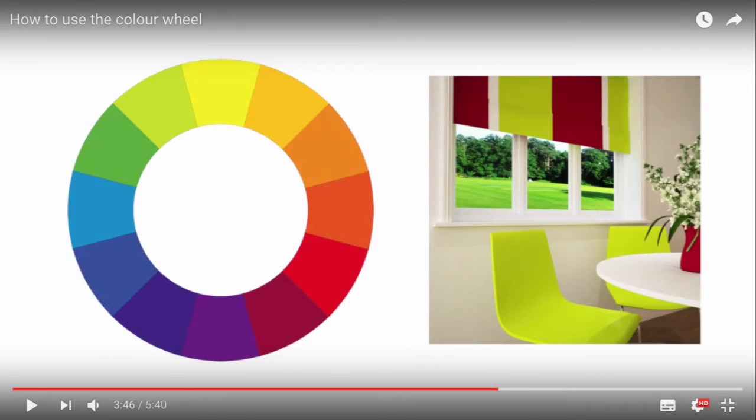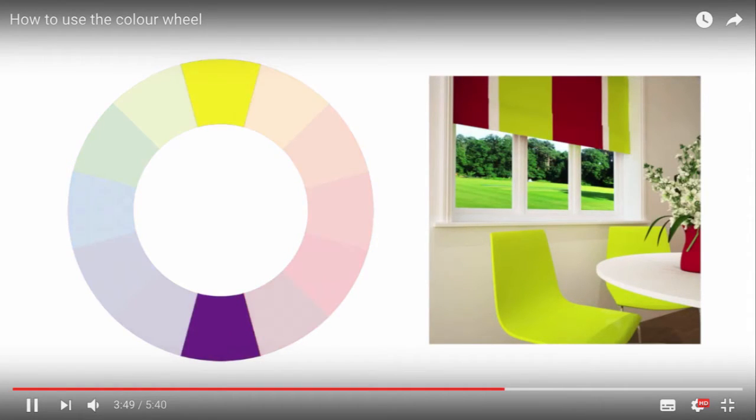Next, we have the complementary scheme. 다음에는 서로 보완되는 색깔 계획입니다. Any two colors located opposite each other on the color wheel are called complementary colors. 이 색깔 바퀴에 있어서 서로 반대편에 있는 색깔들은 complementary, 서로 보완되는 색깔이라고 합니다.